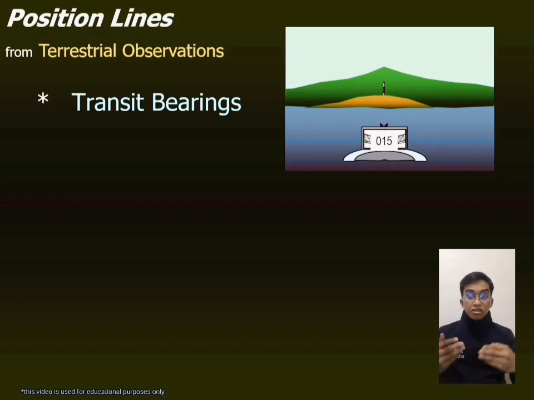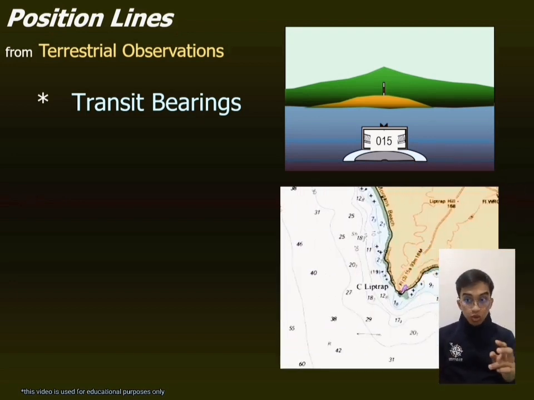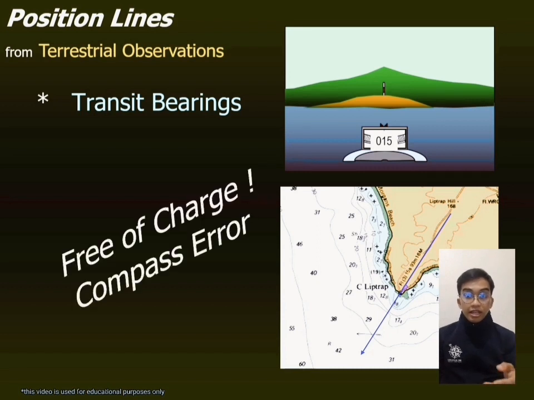Now let's talk about transit bearings. Two objects are described as being observed in transit when they can be seen in a direct line, as you can see in the picture below. On the chart, because we can align a ruler between the objects, a line can be drawn on the chart. Thus, we can effectively use this line of transit as a position line.